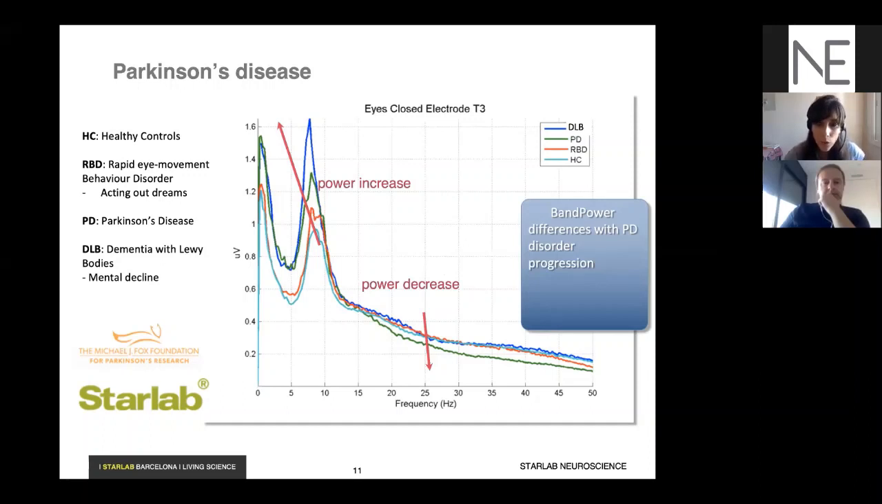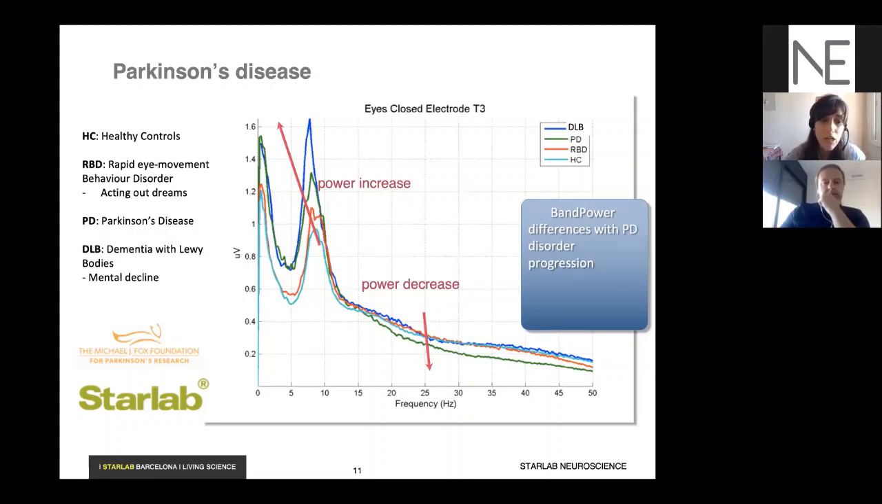And what we found is an increase in the power of the low oscillator. And also we found a decrease of the frequency of the alpha band with disease progression. Okay, let me explain a bit better. You can see that we have the healthy control, symbolized by HC.